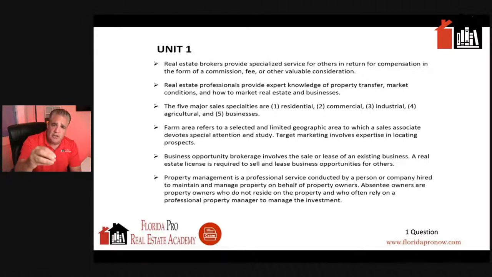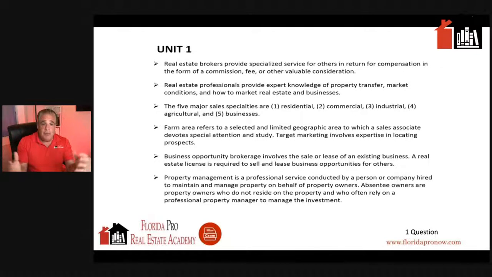You can also target market particular jobs. For instance, if it's, you know, nursing community or teachers or that type of thing. The one thing we can't target market is protected classes, right? You know, different races, religions, that type of thing. But we can target particular niches such as golfing, or professions, nurses, doctors, things like that. Just can't target people that are in a protected class. Everybody good with that one? Okay. Very good. So you're going to see one of those two questions.